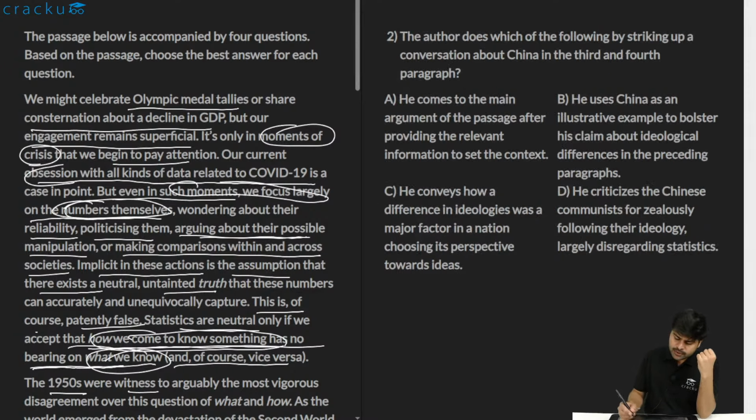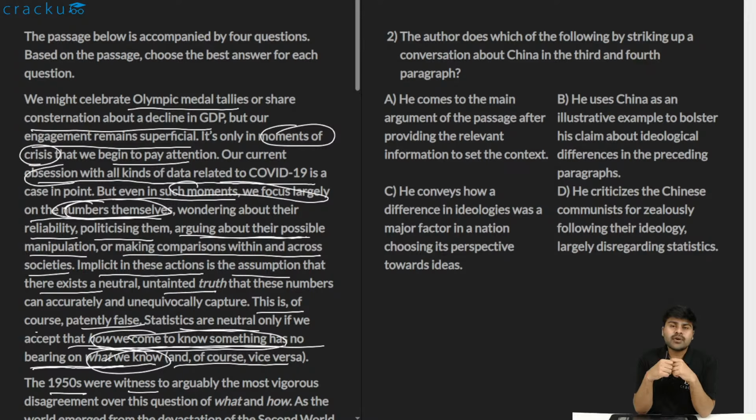Let's look at option 2, question 2. Question 2 says, the author does which of the following by striking up a conversation about China in the 3rd and 4th paragraph? So why is the author talking about China? Well, we can sort of guess why the author is trying to talk about China.